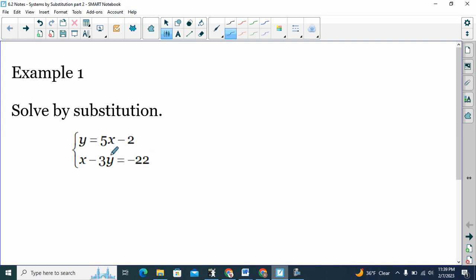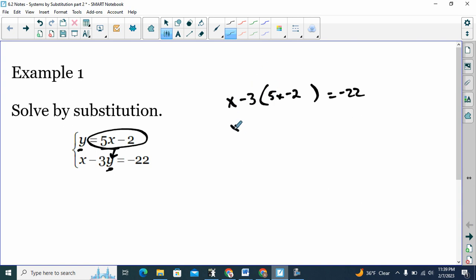So I'm rewriting this second equation. X minus 3y equals negative 22. But instead of y, I'm putting in what y is equal to. Y is equal to 5x minus 2. That goes in for the y. I've got a number in front of a parenthesis. We distribute. So we have x, negative 3 times 5x is minus 15x. Negative 3 times negative 2 is positive 6.